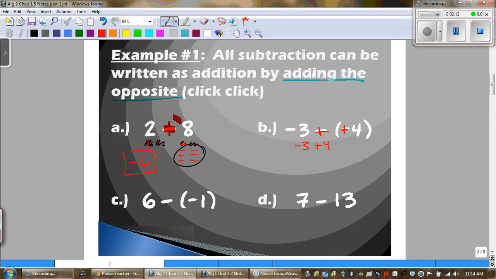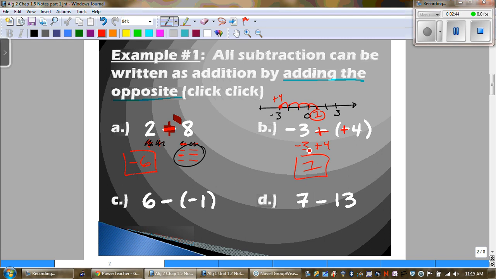And if you need to, we can even do this with a number line. So here's 0. We got 1, 2, 3. -3 is where we're starting at. And we want to go plus 4. So 1, 2, 3, 4. And our answer is +1.